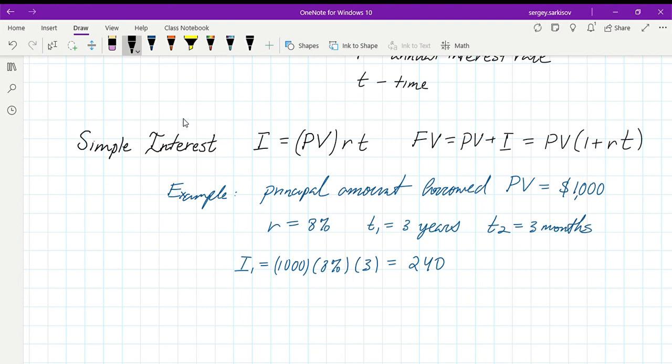And then you can also write the formula as, factor out the PV, so PV times 1 plus RT. A lot of times people see this formula, and they don't know where it comes from. For simple interest, it's that. So here, let me underline the formula that is important for us. FV equals PV times 1 plus RT.